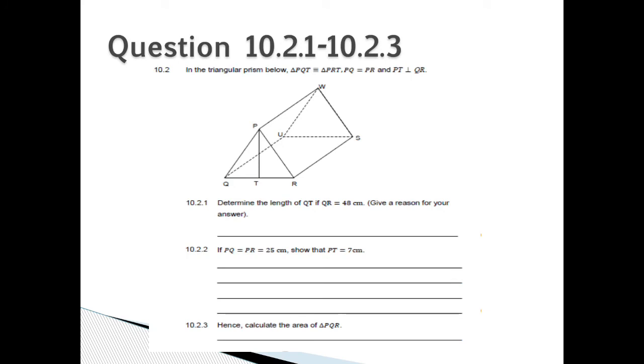10.2. In the triangular prism below, triangle PQT is congruent to triangle PRT. PQ is equal to PR and PT is perpendicular to QR. 10.2.1. Determine the length of QT if QR is equal to 48 centimeters. Give a reason for your answer. 10.2.2. If PQ is equal to PR, which is equal to 25 centimeters, show that PT is equal to 7 centimeters. And 10.2.3, hence calculate the area of triangle PQR.